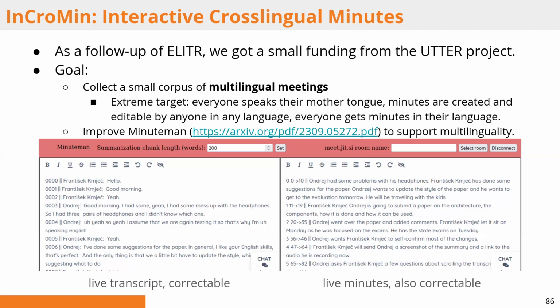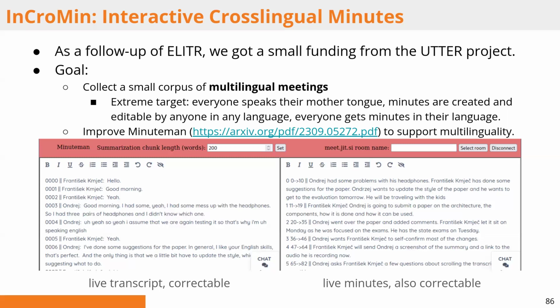So thanks, Dominik, for the summary of your work and also for the chance to mention this follow-up project. As Dominik said, this is interactive cross-lingual minutes. It's a follow-up project of ELITR, which I was presenting some years ago here. And one of the tasks was not only to translate live what people are saying across languages, but also to take notes for participants in a meeting.